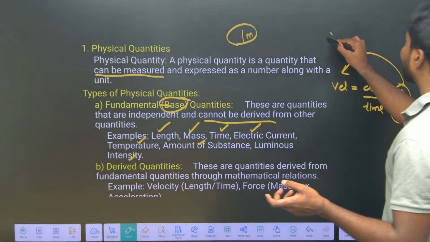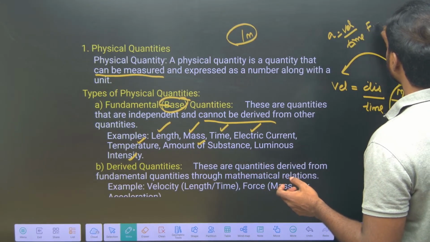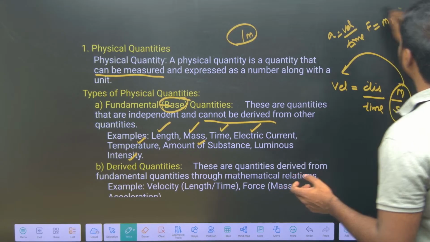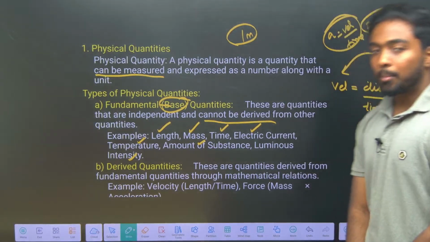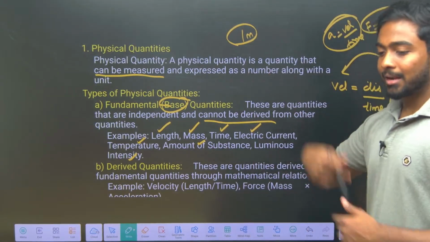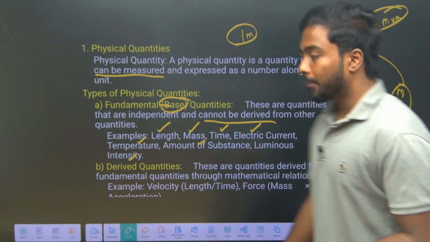For example, velocity, force, acceleration. What is acceleration? Velocity by time. What is force? Mass into acceleration. So I am deriving something from other quantities. When I derive one quantity from other quantities, I can say it is a derived quantity.